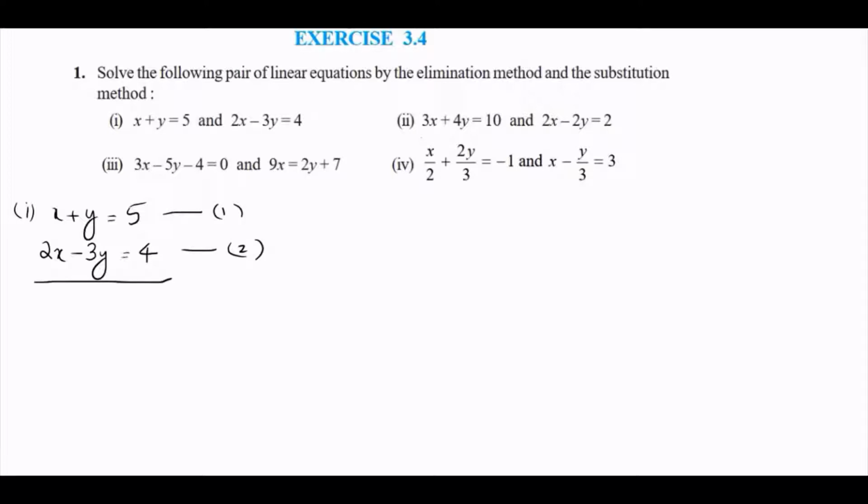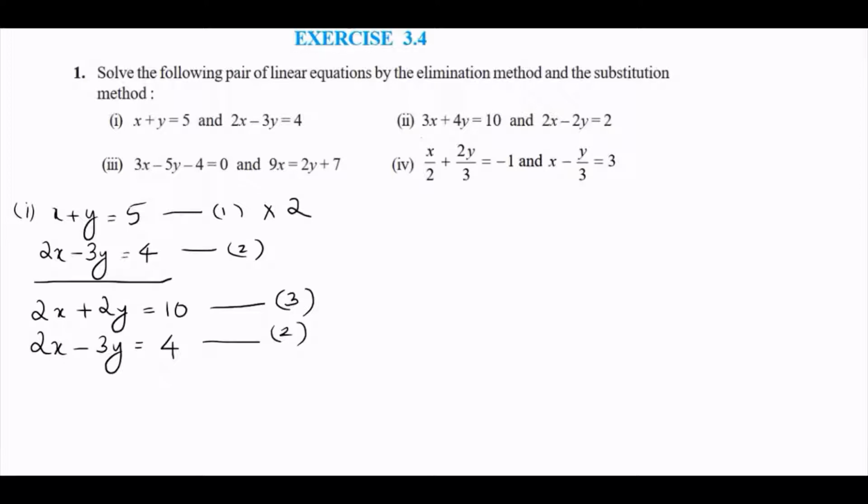Now here we are using the elimination method. So we have to make the coefficient of any one variable the same. So I'll make the coefficient of x variable the same here. So multiply the first equation by 2 so that you get the coefficient of x variable the same in both the equations. That is 2x plus 2y is equal to 10. Let this be the third equation. Now you know the second equation is 2x minus 3y is equal to 4.